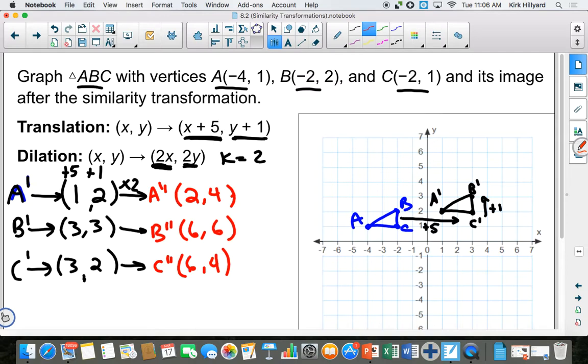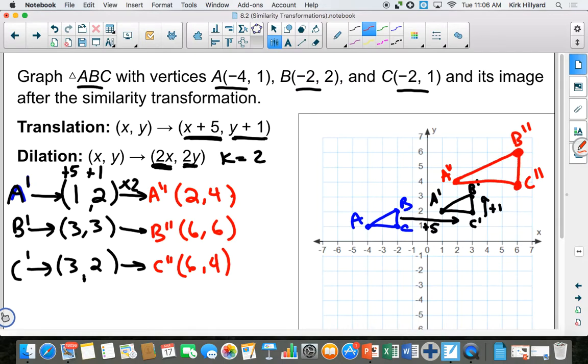So that's our new shape. So then we go ahead and graph that. We go over 2 and up 4, and that becomes our A double prime. We go over 6 and up 6. That becomes our B double prime. And our C double prime is over 6 and up 4. And that becomes our new shape.